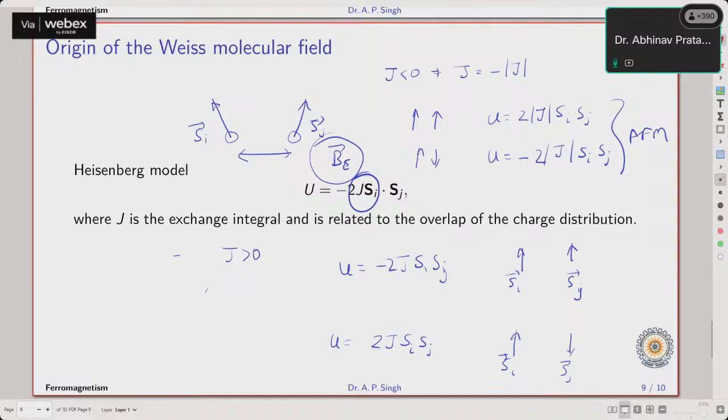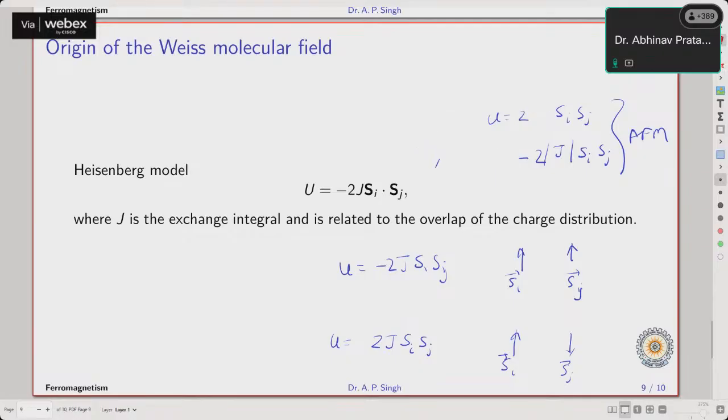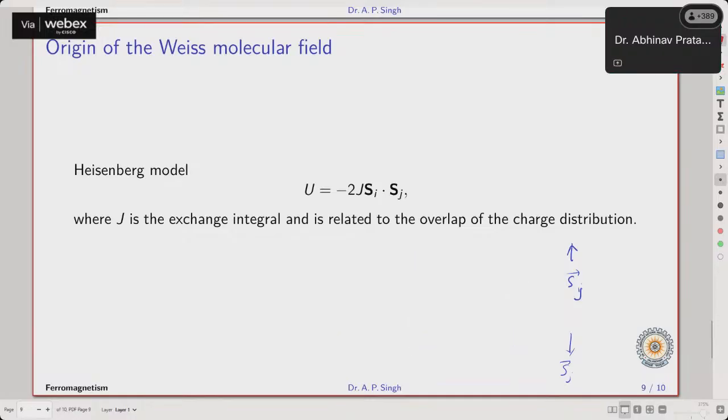And I will give you one qualitative explanation again, of why it can happen that in some cases parallel alignment may be favored. So let us look at that explanation also. Let us say that you have two atoms, all right. In one of the atoms, you have a spin in this direction, and in the other atom, you have an electron in this direction. Now, both these electrons have negative charges. So they don't like to be close to each other. What they prefer is to be as far apart as possible.